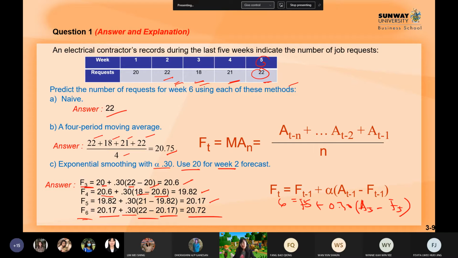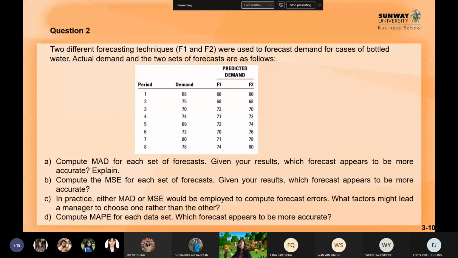You can understand naive, 4 period, and exponential smoothing. So go and look for more practice from the textbook. Different situations and different conditions will ask you questions in different ways. Okay, I go to question 2.